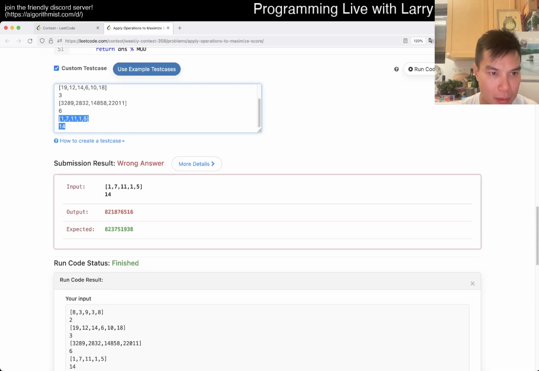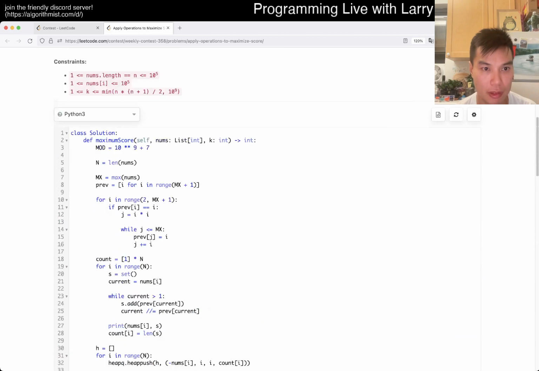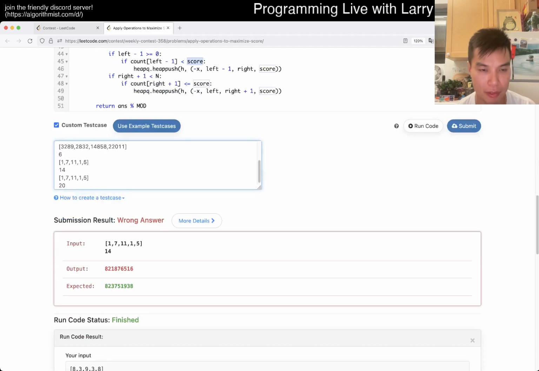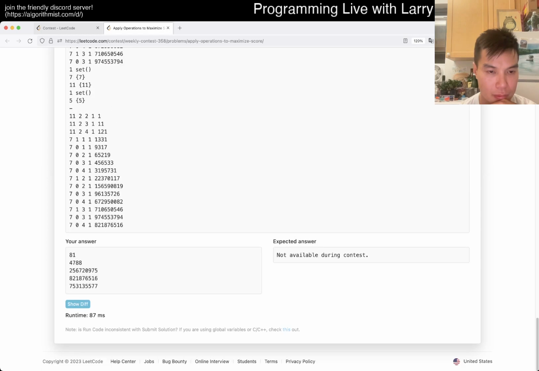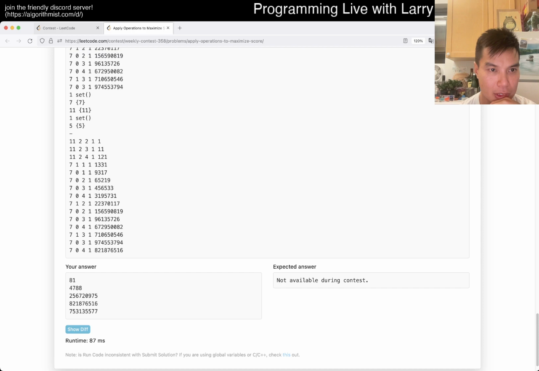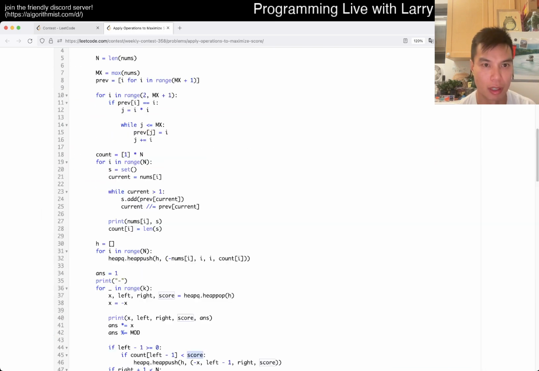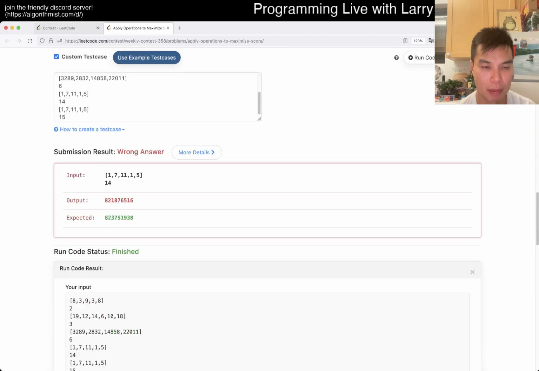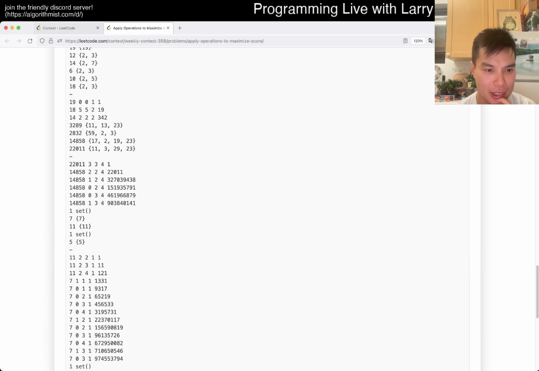Actually, I want to see something. I think that's the only case. 5 times 4 is 20, right? 5 times 3 is 15. I feel like some of this should give me a 0 answer, just from this. Oh no, it's just multiplying by 1, I suppose. Is it giving me the same answer? It's not giving me the same answer, which is kind of weird.